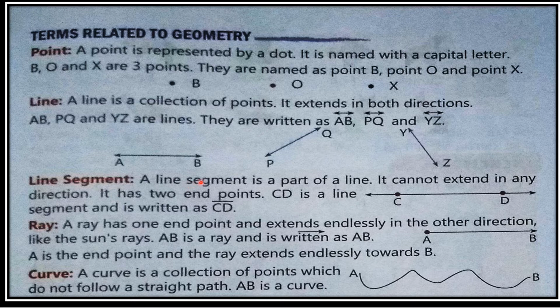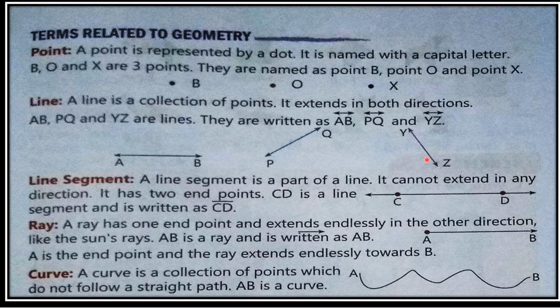Okay. Now line segment. What is a line segment? A line segment is a part of a line and it cannot extend in any direction. As you can see here, one full stop is given here and another here. That means a point. This line segment has two endpoints, C and D. So this line can extend up to C and D, not further than that.